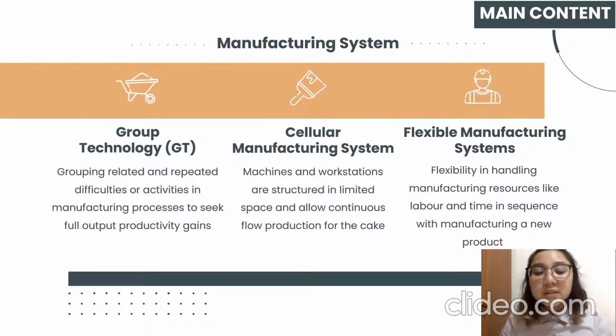Therefore, machines and workstations are structured in limited space and allow continuous production flow of the cake. Lastly, the flexible manufacturing system is implemented so that flexibility in handling manufacturing resources like labor and time can be achieved in sequence with manufacturing a new product.